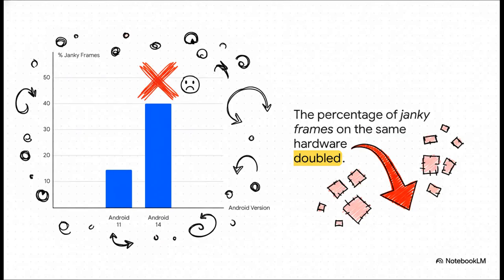Now, you might be thinking, isn't this an old problem we've already fixed? But get this, it's actually getting worse. The data here shows that on the exact same hardware, the percentage of janky frames more than doubled, going from Android 11 to Android 14. So what does that tell us? It tells us that modern operating systems are demanding more efficiency from our apps, not less.